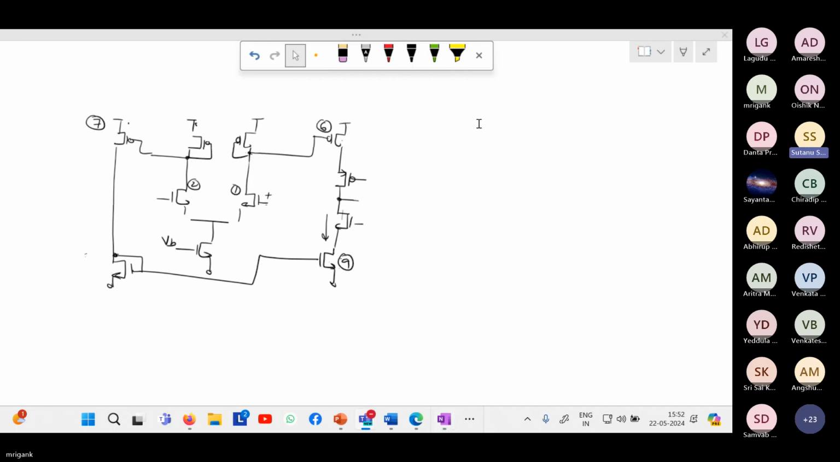Yes, so there are single stage amplifiers that you have studied. Do you remember which one of the single stage amplifiers can act as a buffer? The source follower, common drain amplifier. Yes, common drain. Why can it work as a buffer? Sir, because it has a unity gain and an extremely high input impedance, but a low output impedance.